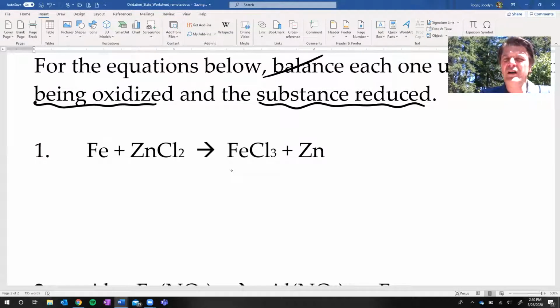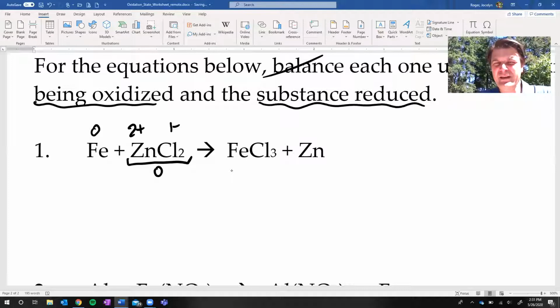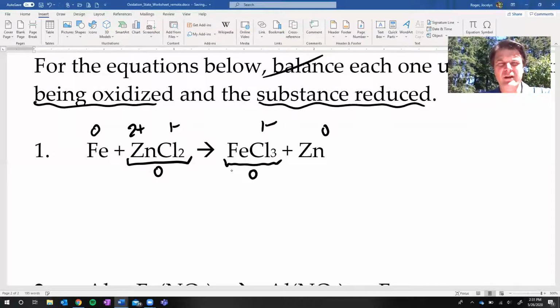An element in its pure form, uncombined, like the iron right here, this is 0. The rule for chlorine is that it is always 1 minus unless it's paired with oxygen or fluorine, which in this case it's not. The zinc chloride together has to add up to 0. Chlorine is -1. There's 2 of them, so the zinc is 2 plus. On the other side, we can identify right away the zinc as being an oxidation number 0 because it's uncombined. So anytime you have a pure element by itself, always 0. The rule for chlorine still applies. Chlorine is always -1 unless it's with oxygen or fluorine. And then the iron, if this is 0 and there are 3 chlorines, then the iron has to be 3 plus.